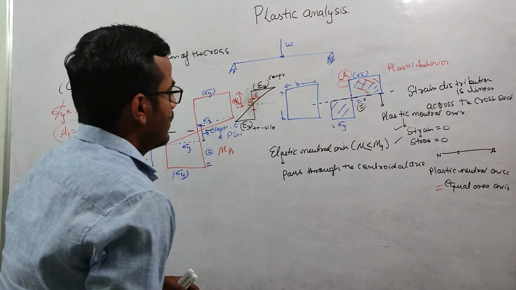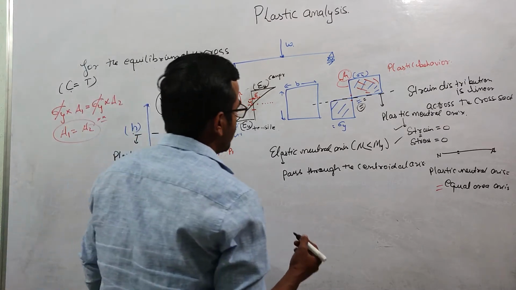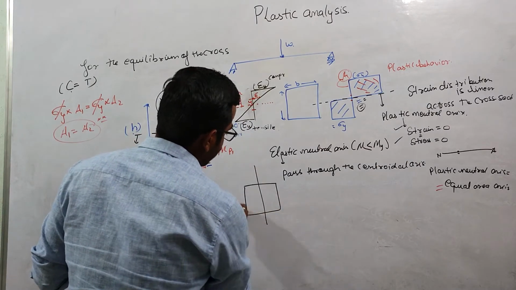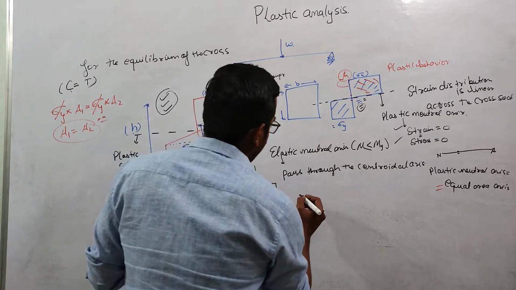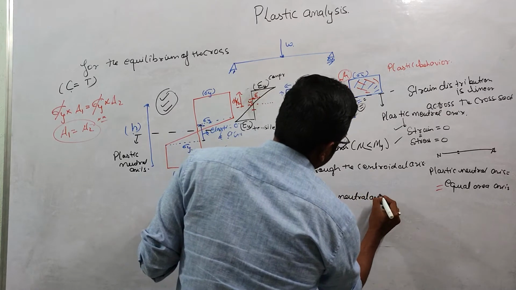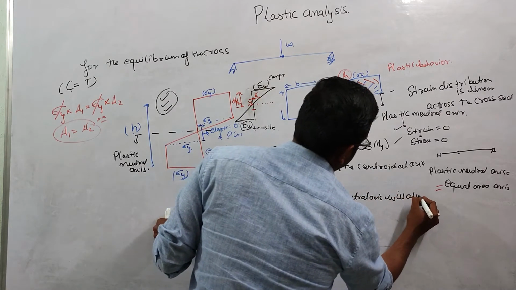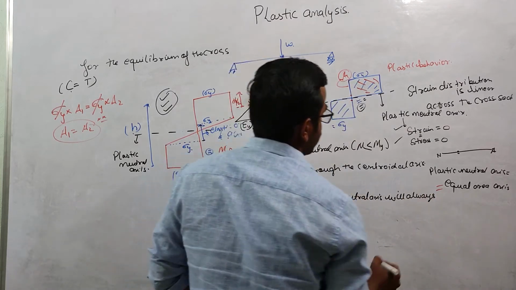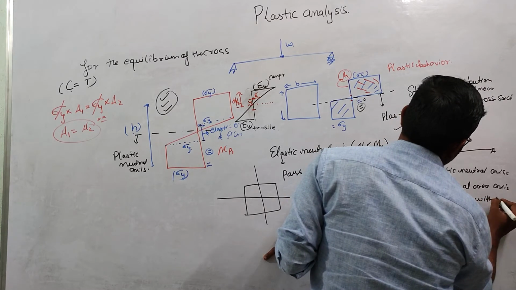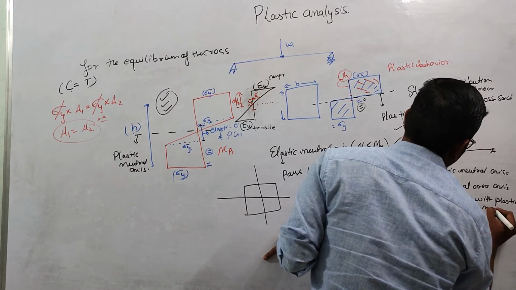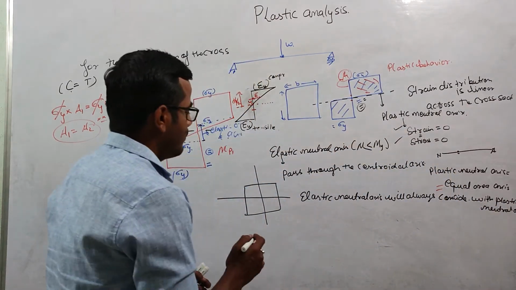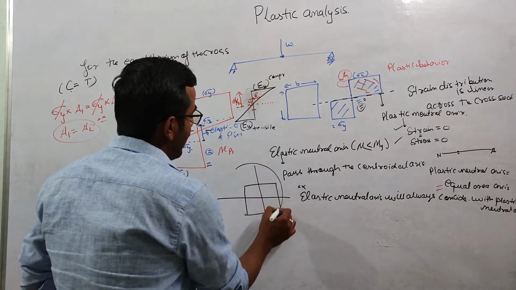If we have a cross section with double symmetry, meaning in this rectangular case it is symmetrical about this axis and also about this axis, then the elastic neutral axis will always coincide with the plastic neutral axis. This will only happen when we have double symmetry.